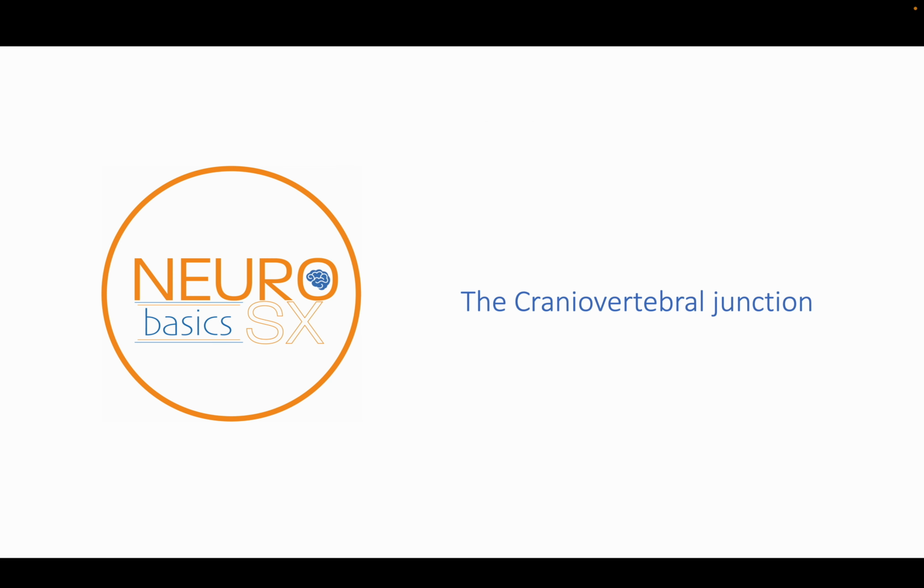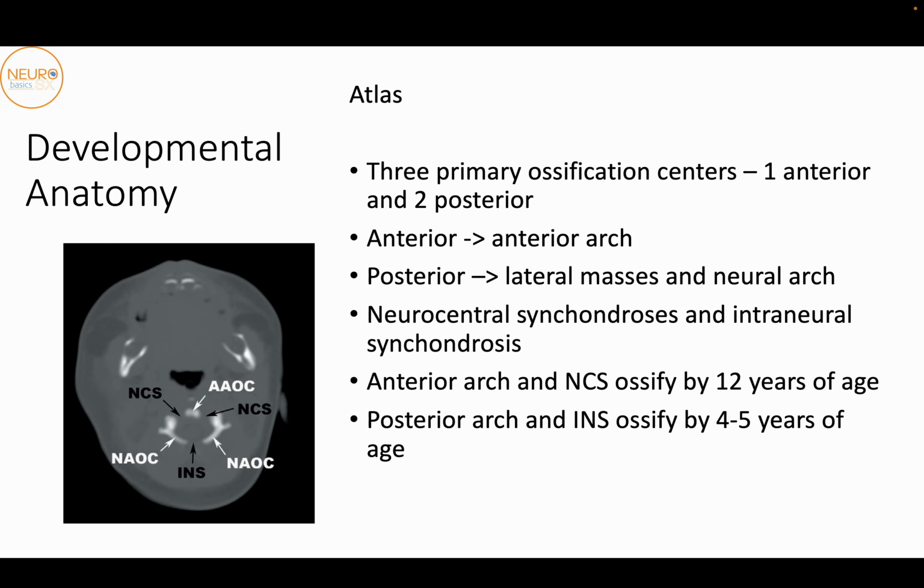So let's dive into it. First is the craniovertebral junction. We'll start it off with the developmental anatomy of the craniovertebral junction and just what you can identify on radiology. So when it starts out, the atlas has three primary ossification centers.